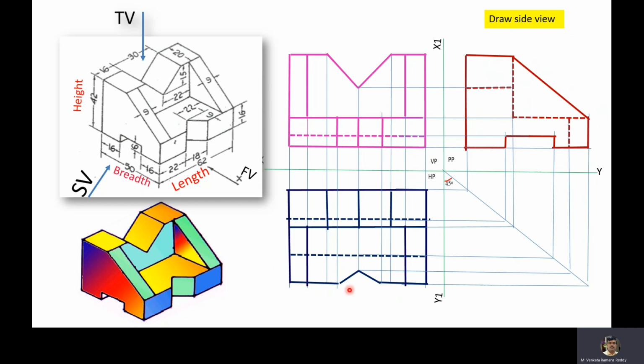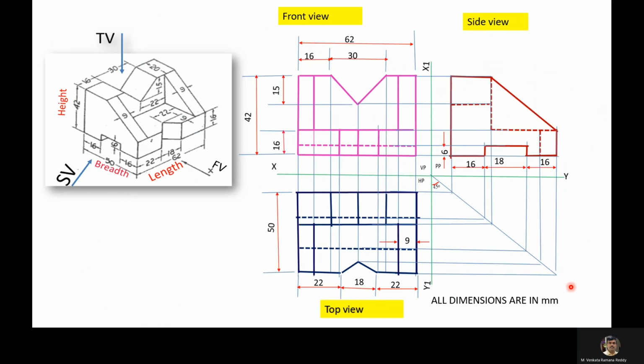This is the front view and this one is the top view. Now we'll do the dimensioning. Here we used first angle projection. With that we got the front view above the XY line, the top view below the XY line, and the side view above the XY line, adjacent to the front view. Here all these dimensions are in millimeters. This is the solution for the given problem, that is converting a pictorial view into orthographic projections.